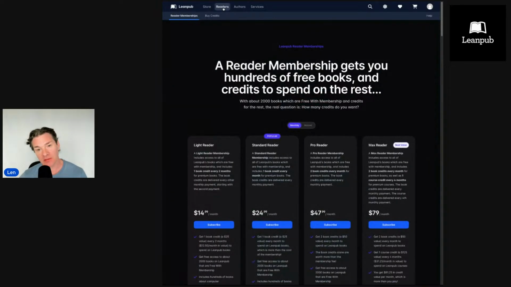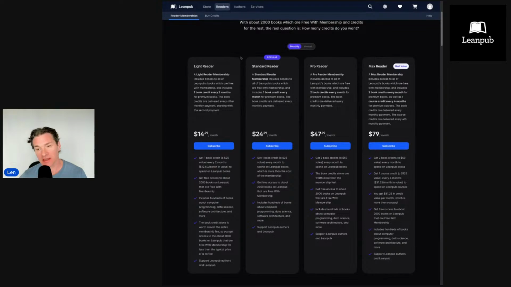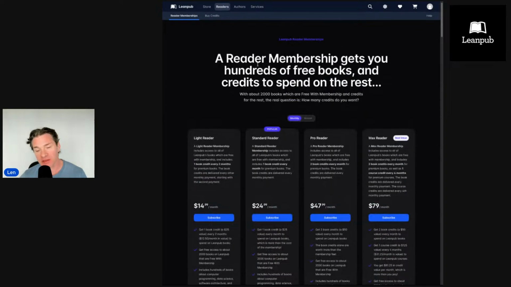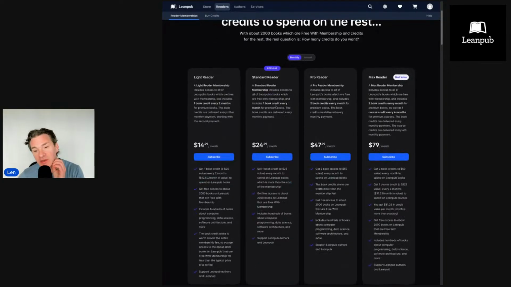The readers section here sets out our reader memberships. Basically, the big change with reader memberships is that we offer credits now. Like always with a reader membership, you get access to all free-with-membership books. So you get free access to about 2,000 books.